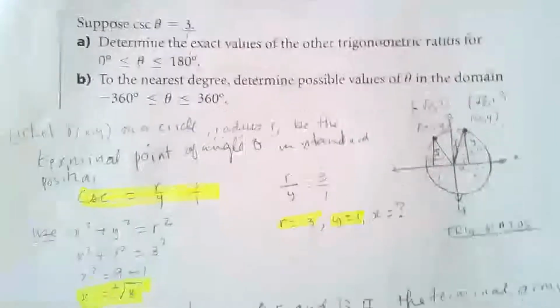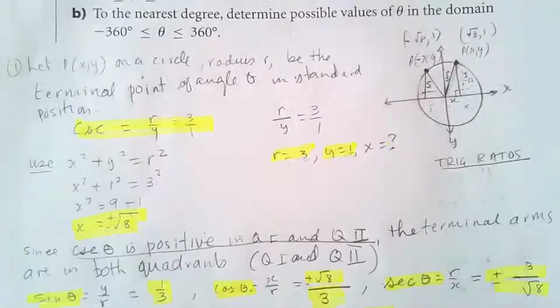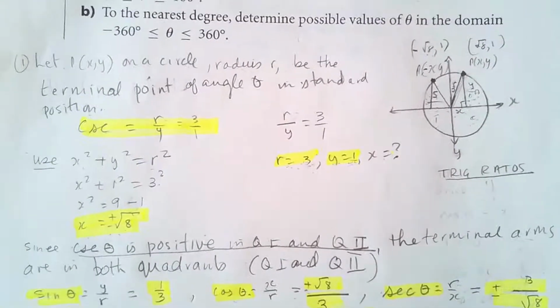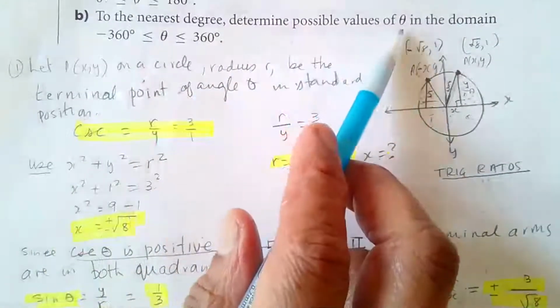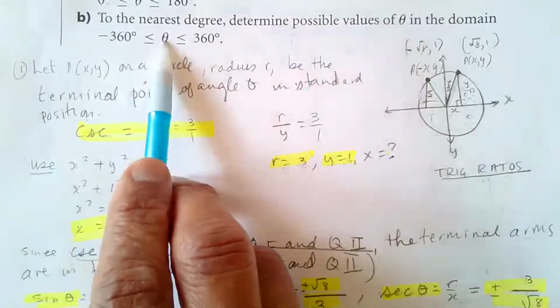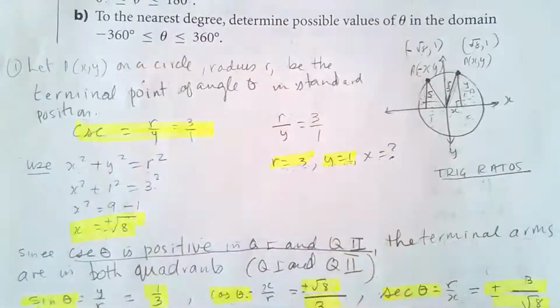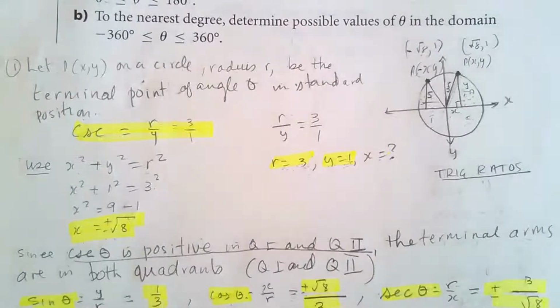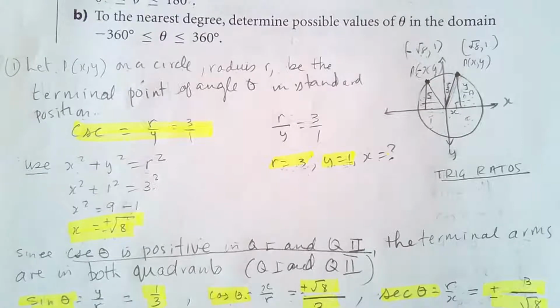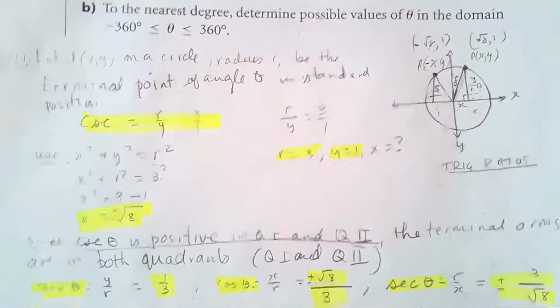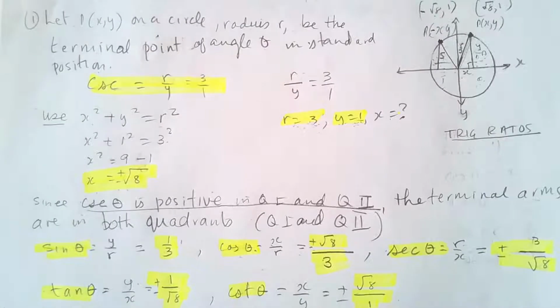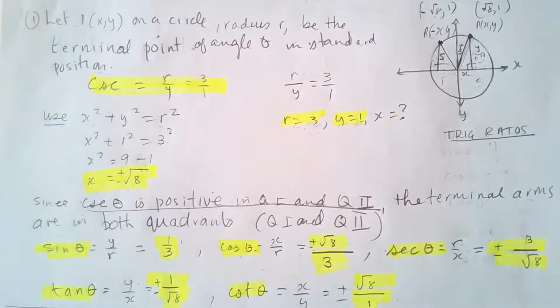Okay, the next part of the question, part B, says, to the nearest degree, determine the possible values of theta in a domain between negative 360 and 360. So if we go back to this question, sine theta is 1 over 3. So let's put a line here. I'm doing part B.